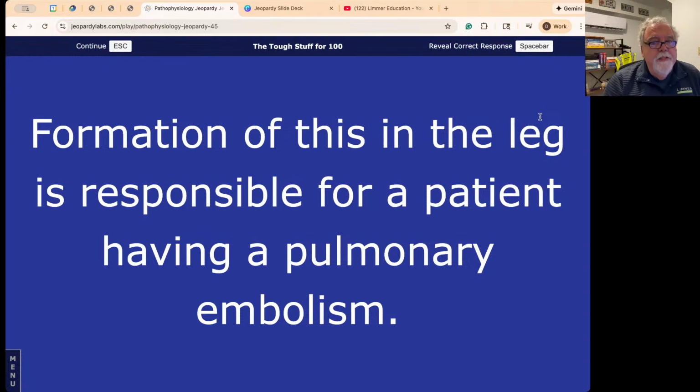Formation of this in the leg is responsible for a patient having a pulmonary embolism.